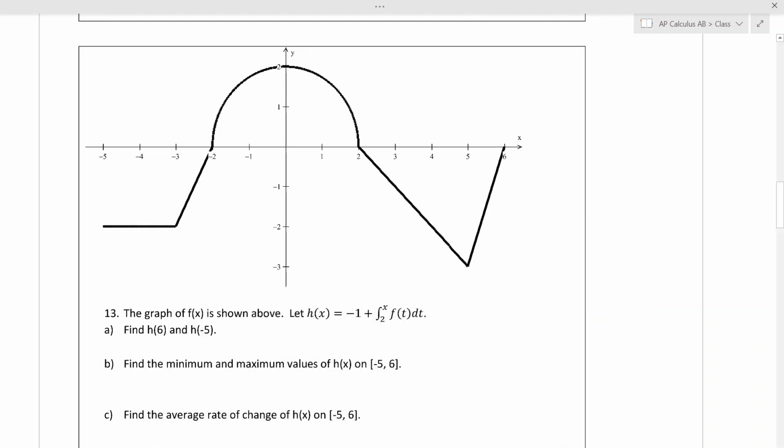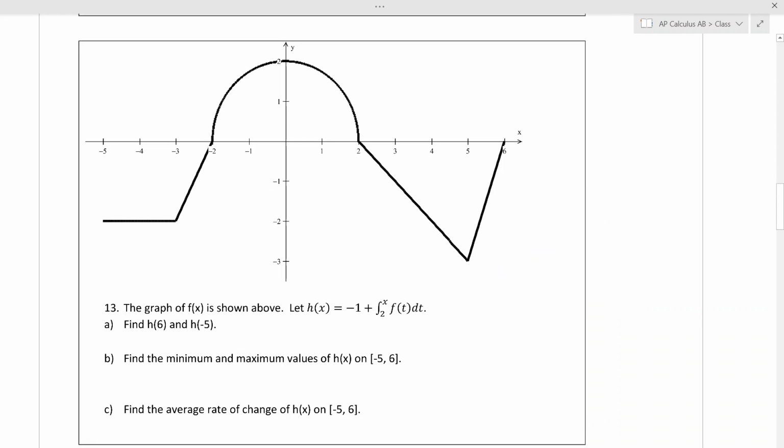Working? Yes. This is giving us a graph of f. And then I'm defining h of x as this weird function, -1 plus the integral of f. But the whole point of that, h being the integral of f, even though it has a -1 out front, is that it doesn't change much. This tells me two things.